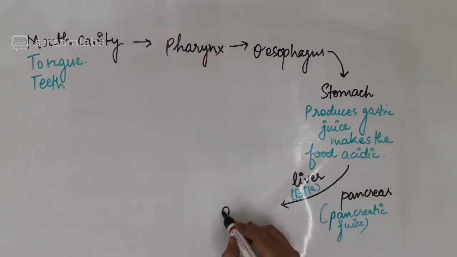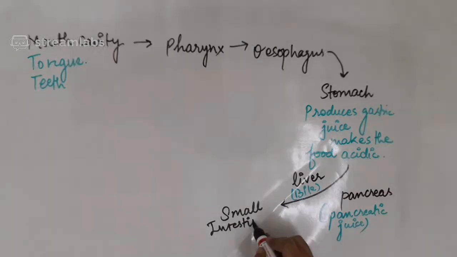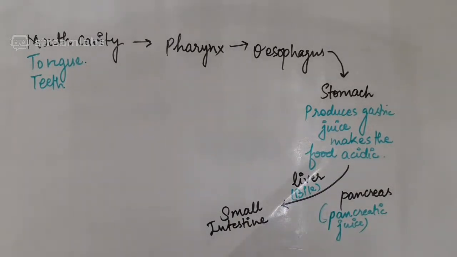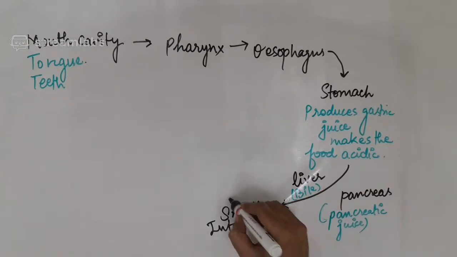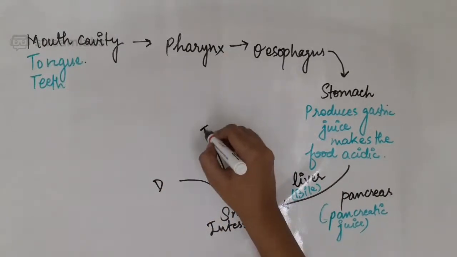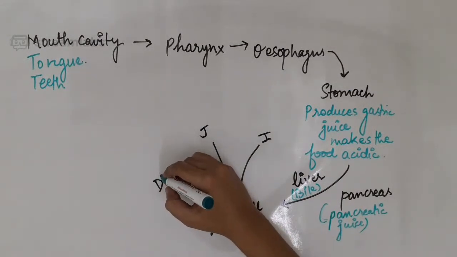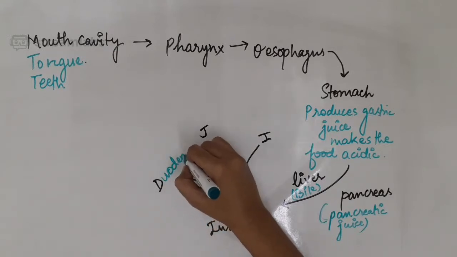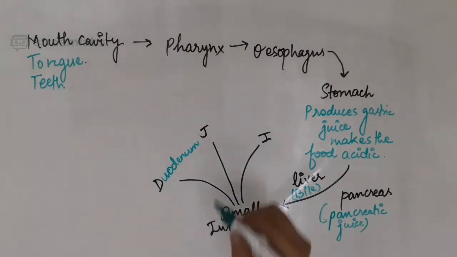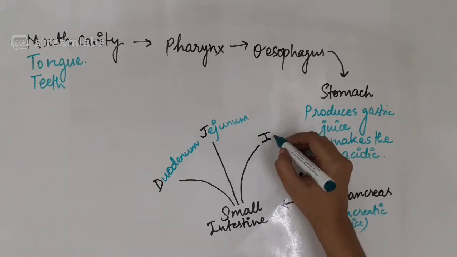And the small intestine has three different parts. That is DJI. It is having three different parts. First is D, then J, and then I. Full form of DJI means duodenum, jejunum, and ileum.